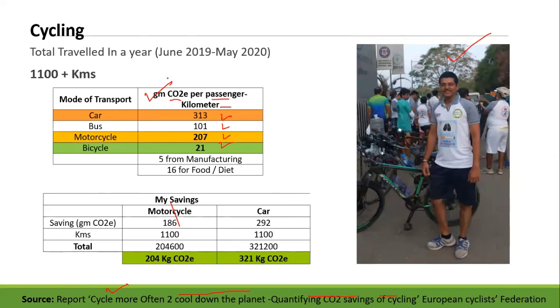From this, I used a bicycle from June 2019 to May 2020, before the COVID pandemic, for around 1100 kilometers. When I compare that with a motorcycle, that is almost 204 kg of CO2 equivalent that I have saved with this. And the health benefits are not included in this. We have multiple health benefits of that, correct?